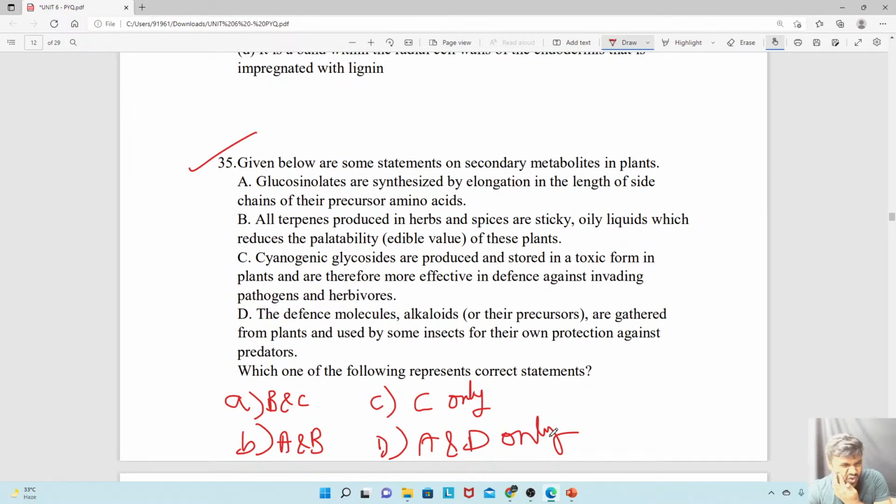They're asking for the correct statements. Sumaya, what is your answer? D. For which question? 35. Jaya has given A. Sunita has also given A.